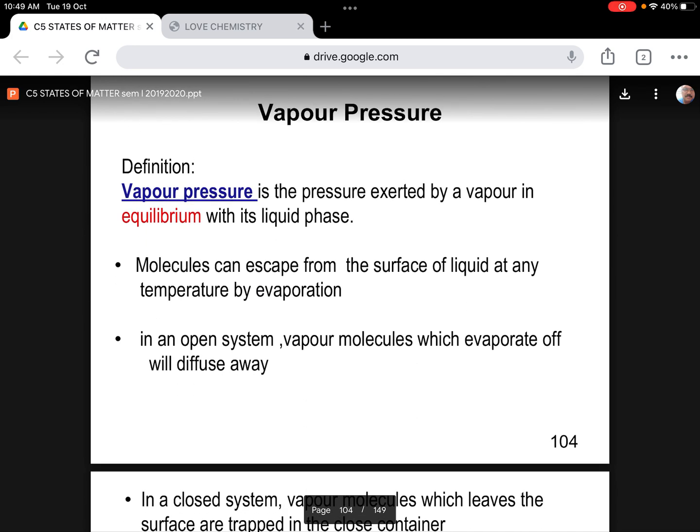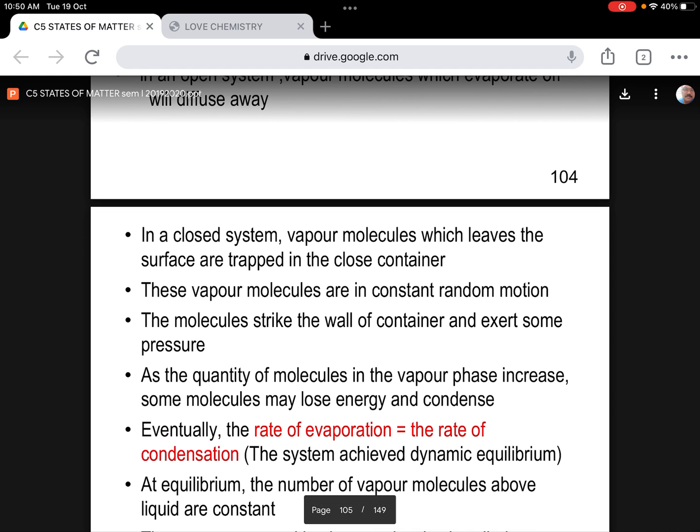Now we go to an important term under Liquid 5.2, called vapor pressure. Vapor pressure is the pressure exerted by a vapor in equilibrium with its liquid phase. Molecules can escape from the surface of a liquid at any temperature by evaporation. In an open system, vapor molecules which evaporate off will diffuse away. But in a closed system, the vapor molecules which leave the surface are trapped inside the container. These vapor molecules are always in constant random motion. The molecules will strike the wall of the container and exert some pressure.